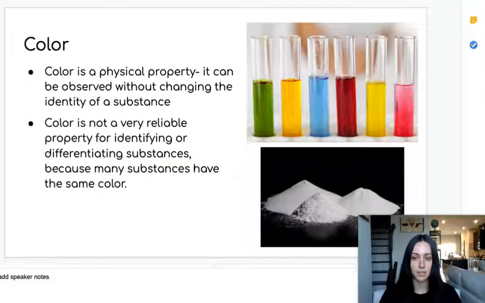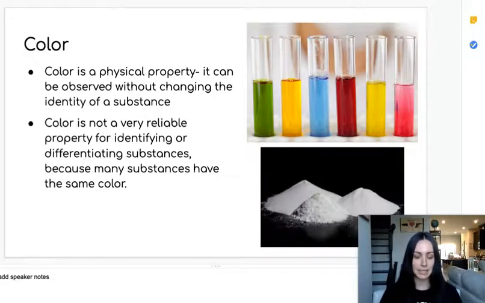Now, we're going to talk about 4 properties today that you will eventually be using to differentiate substances. The first property is color. Color is a physical property because we can simply look at a substance and observe the color without changing the identity of the substance. As you probably can guess, color is not a very reliable property for identifying or differentiating between substances because there are millions of substances that have the same color.